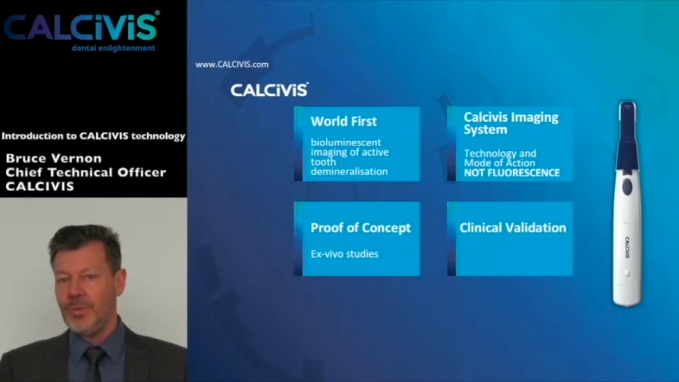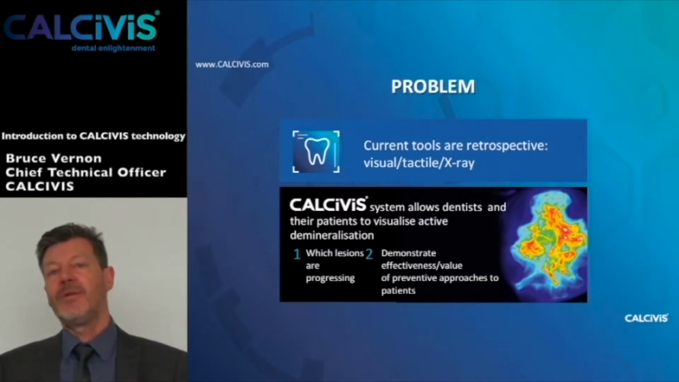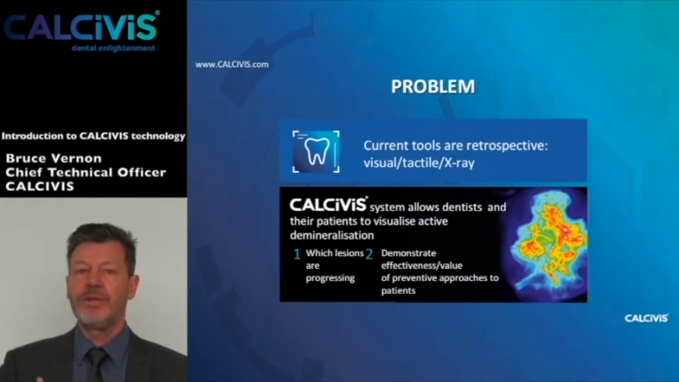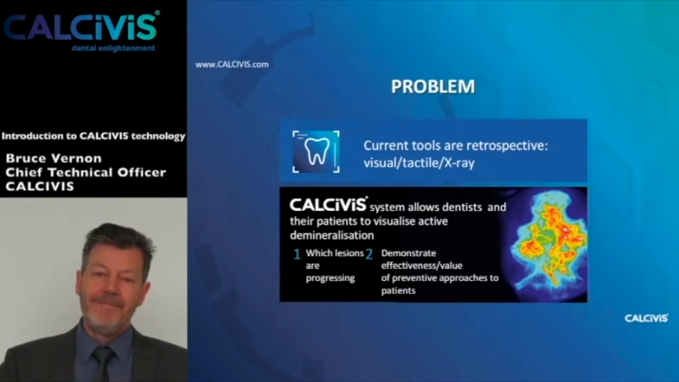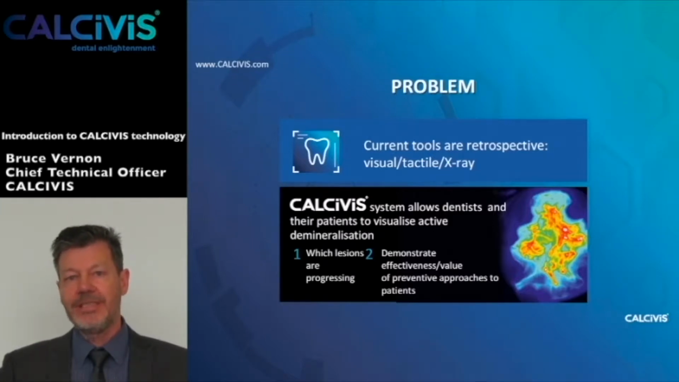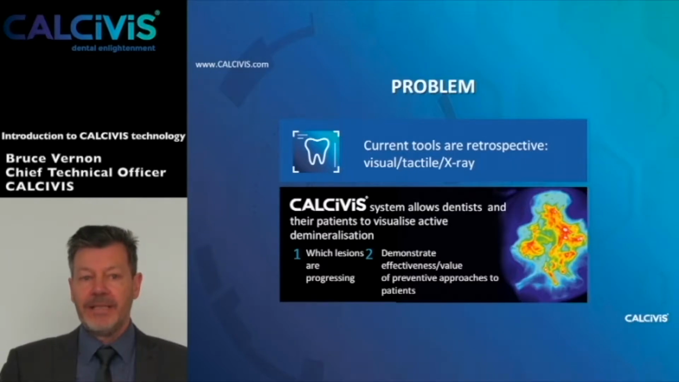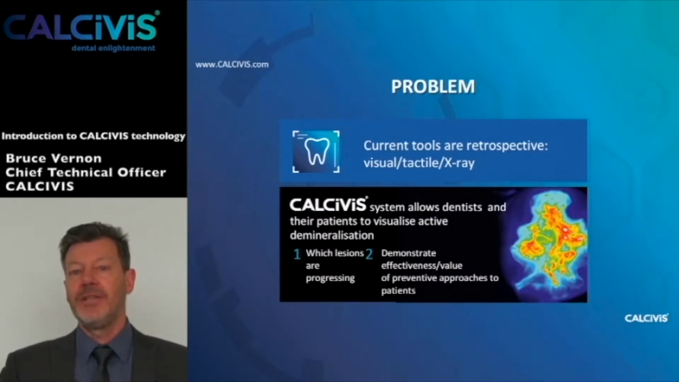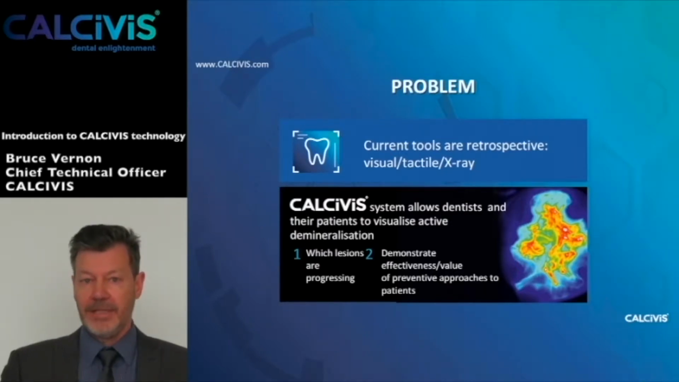The current tools available are very subjective, but not only are they subjective, they're quite retrospective. So we're seeing historical damage to the tooth surface rather than what's actually going on with the disease process. So the CALCiViS system allows us to visualize the active demineralisation, and that gives us a chance to see which lesions are actively deteriorating and which are maybe arrested. It also allows us to see the switching off of this process and the effectiveness or not of the interventions that we use.